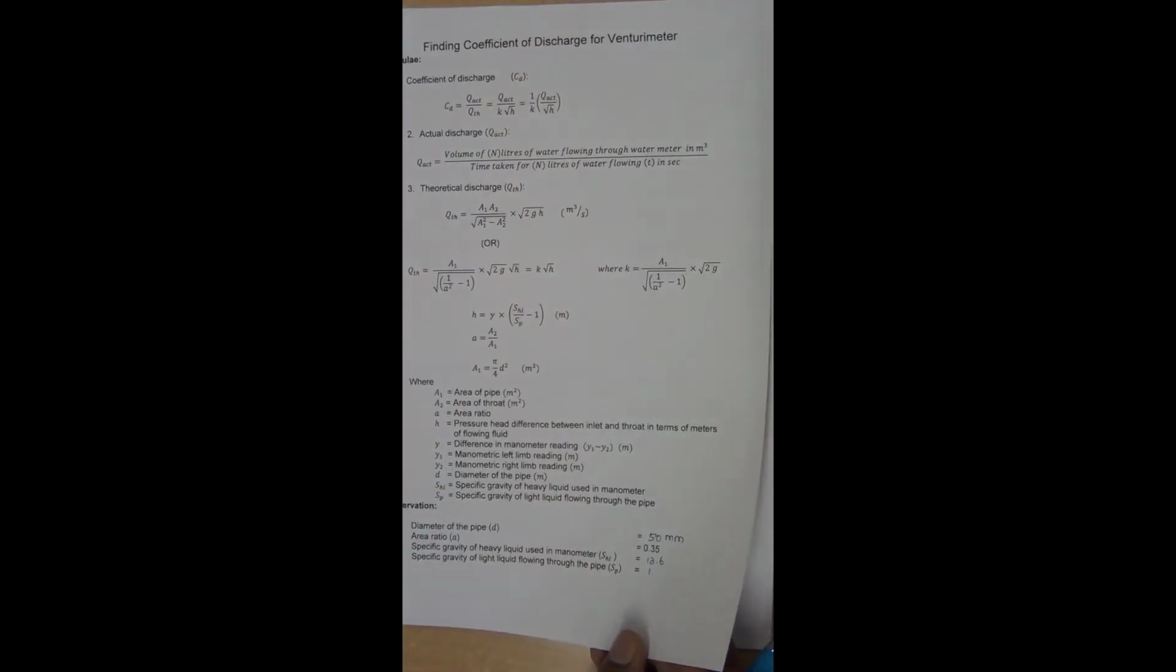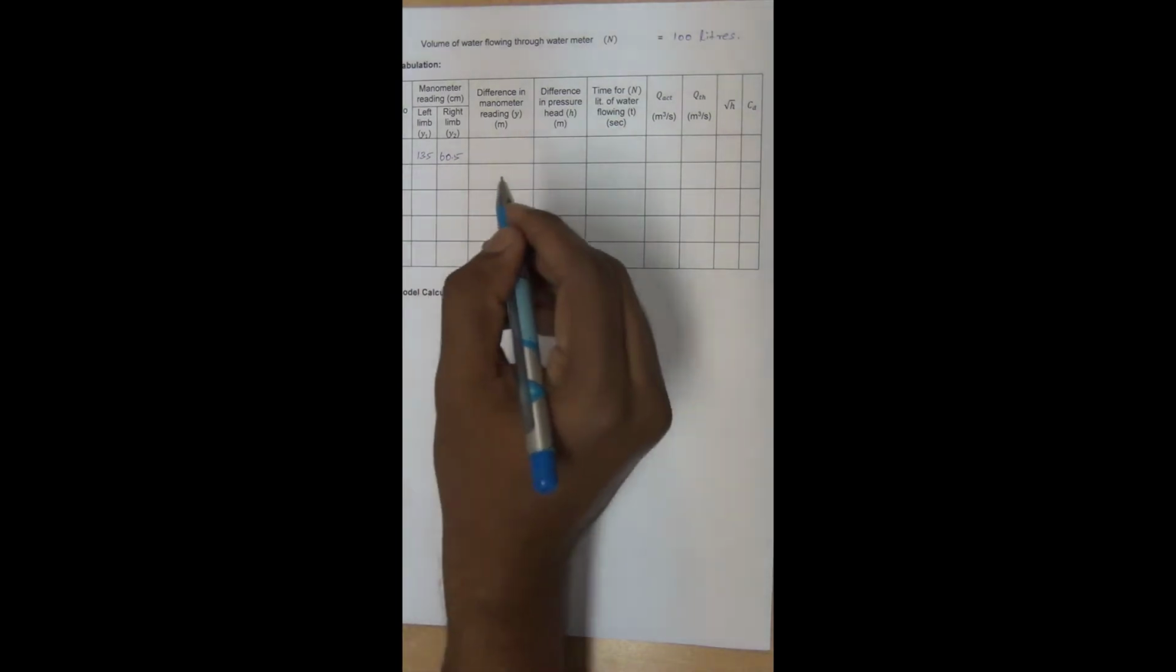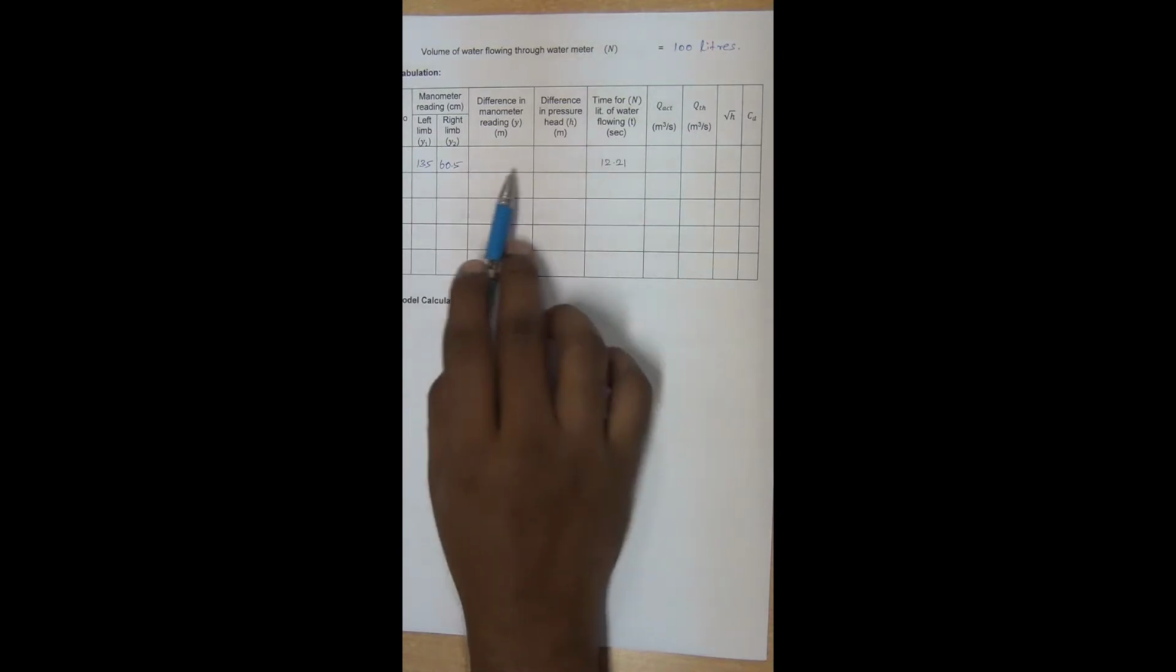So let me show one reading for the venturimeter. It is 13.5, 60.5 and the time taken is 12.21. Let me take this as the reading and we shall proceed with the model calculation. So these are the three readings we are going to use: 13.5, 60.5 and 12.21. So how to fill these columns and calculate CD.